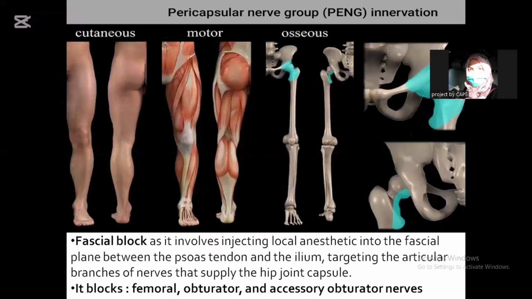Now the PENG block, a very important one, that is the pericapsular nerve group block. It blocks the nerves that supply only the hip joint. It involves injecting local anesthetic into the fascial plane between the psoas tendon and the ilium, targeting the articular branches of the nerves that supply the hip joint capsule. Those are the femoral, obturator, and accessory obturator nerves.